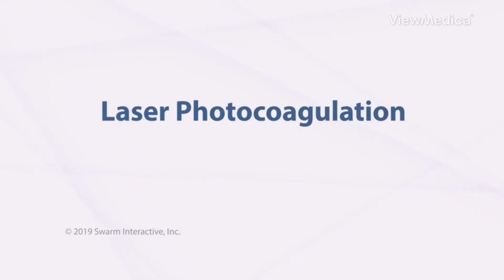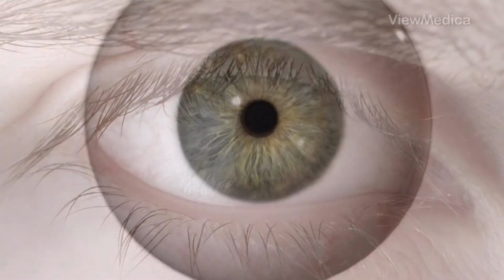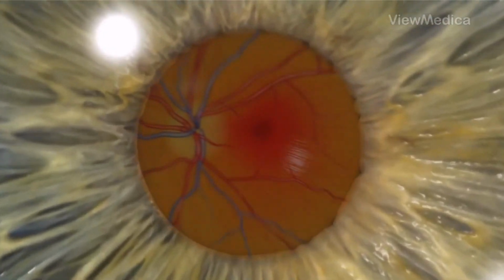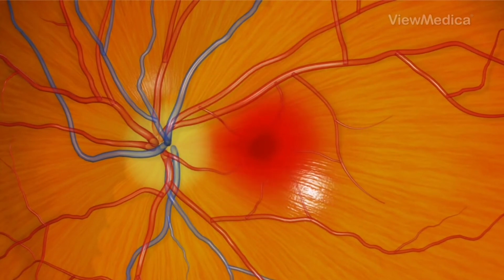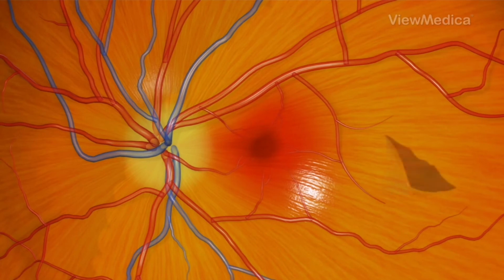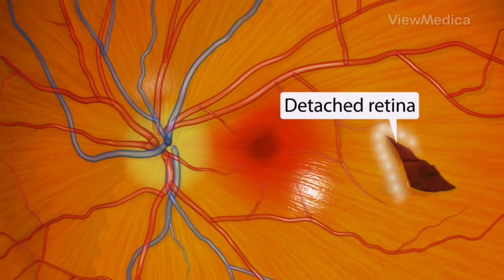Laser photocoagulation. This procedure uses a laser to treat the inside of your eye. It can shrink or destroy abnormal tissues and blood vessels. It can also create tiny spots of scar tissue to repair a detached retina.